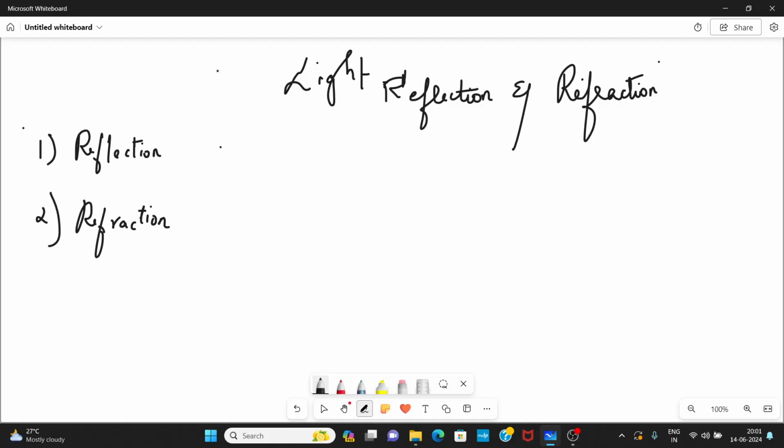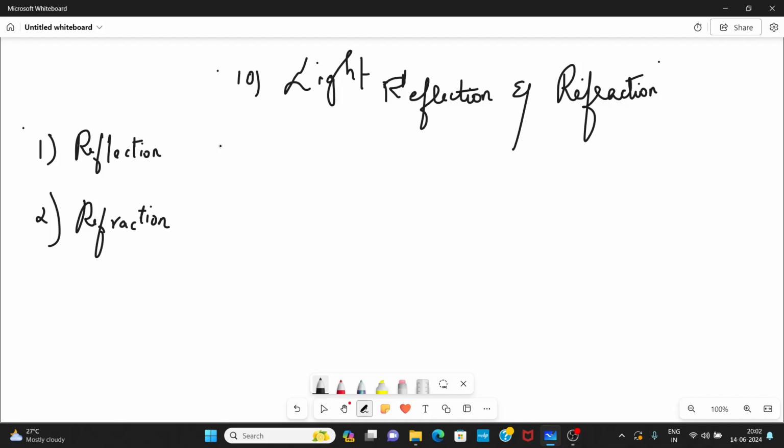Class 10 CBSE NCERT, the first unit of physics: light, reflection and refraction. So what is reflection?